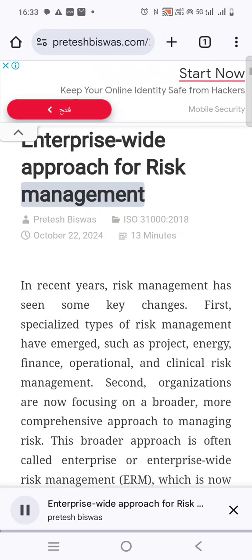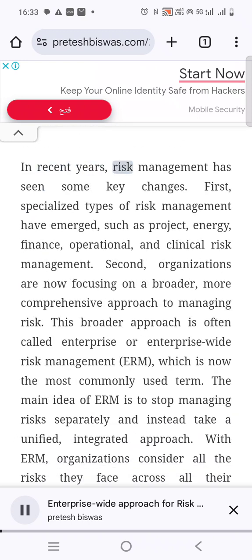Enterprise-Wide Approach for Risk Management. Published by Pritesh Biswas. In recent years, risk management has seen some key changes.